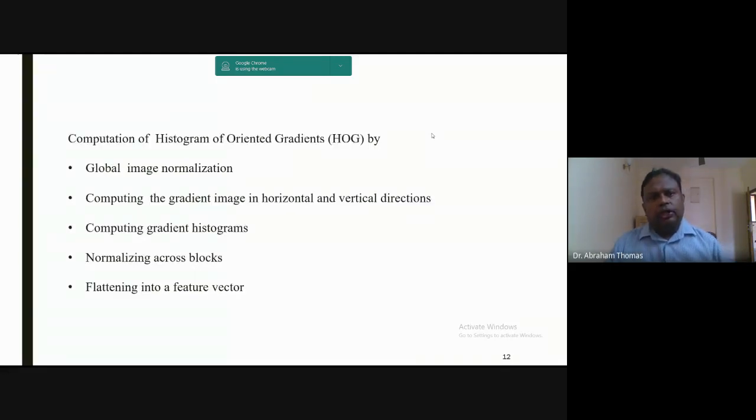Now, computation of histogram of oriented gradients by HOG: global image normalization, computing the gradient image in horizontal and vertical directions, computing gradient histograms, normalizing across blocks, and flattening it into a feature vector. I won't get into the finer mathematical details, but it's a general overview.